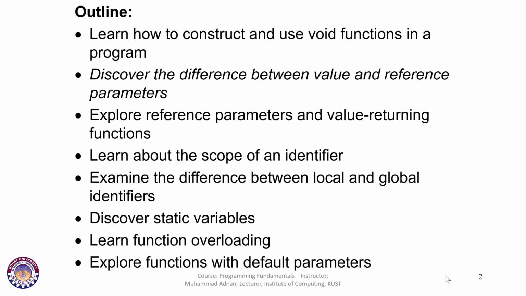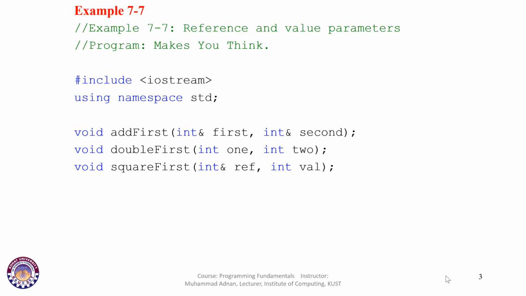So with that, let me outline today's lecture. So far, we have learned how to construct and use void function in a program. In the previous lecture, we were discovering the difference between value and reference parameter. Today, inshallah, we are going to continue our talk on the difference between value and reference parameter, and then we are going to explore a reference parameter and value returning function, and we are also going to see and learn about the scope of an identifier. So with that, let us jump to our topic.